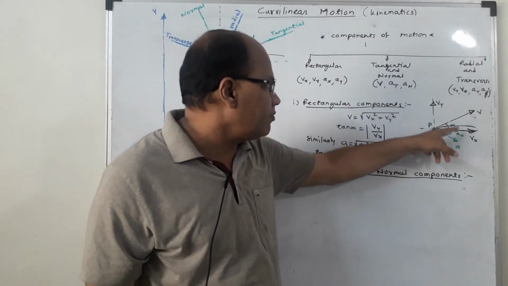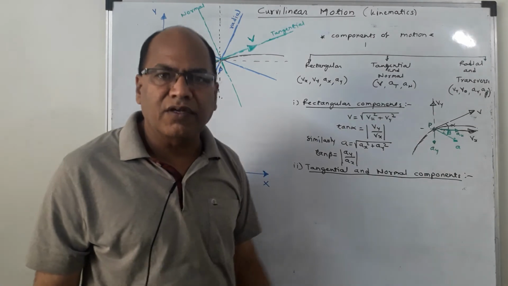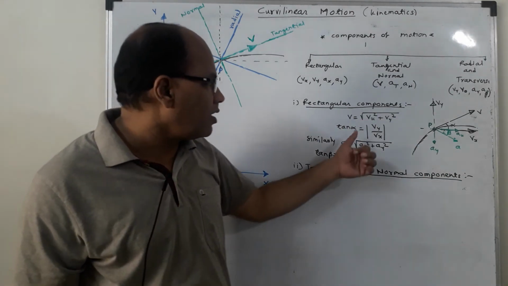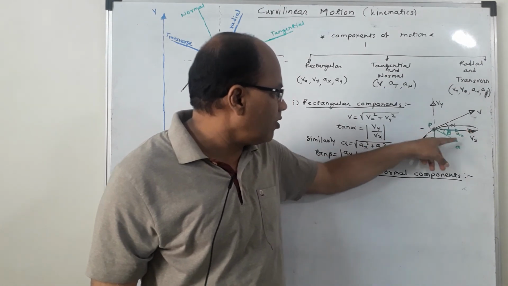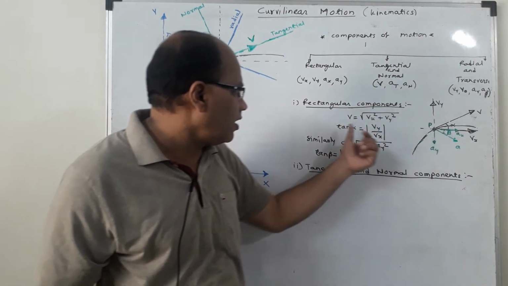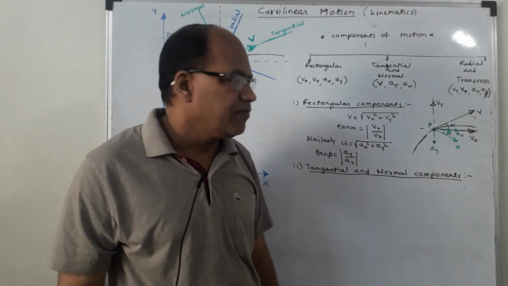So, if Vx and Vy are known, we can obtain V as V equals the root of Vx square plus Vy square, and the angle made by the velocity V with the x direction can be obtained using this angle alpha, and it is given as tan alpha equals modulus of Vy upon Vx.